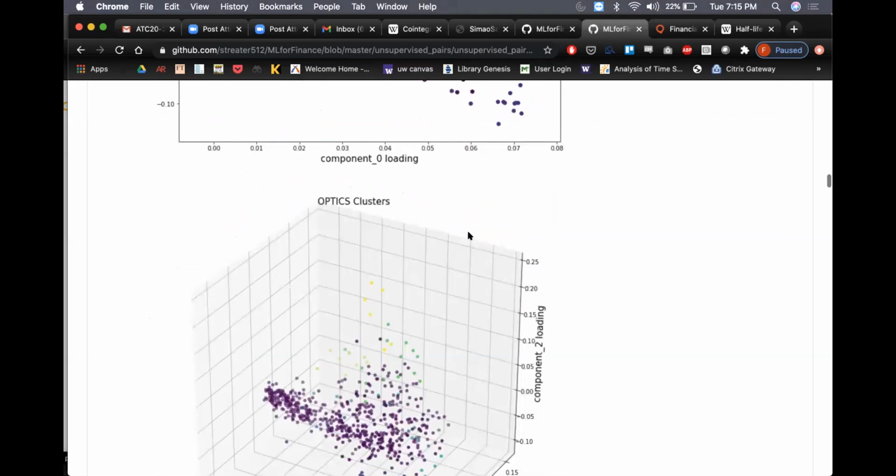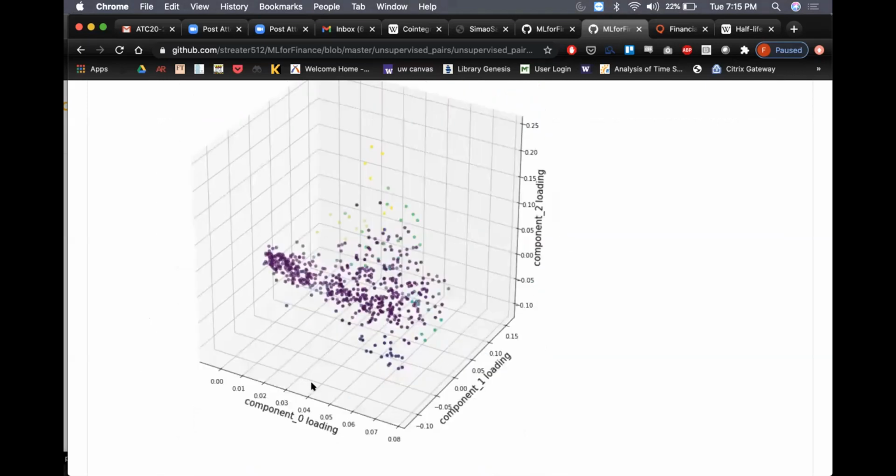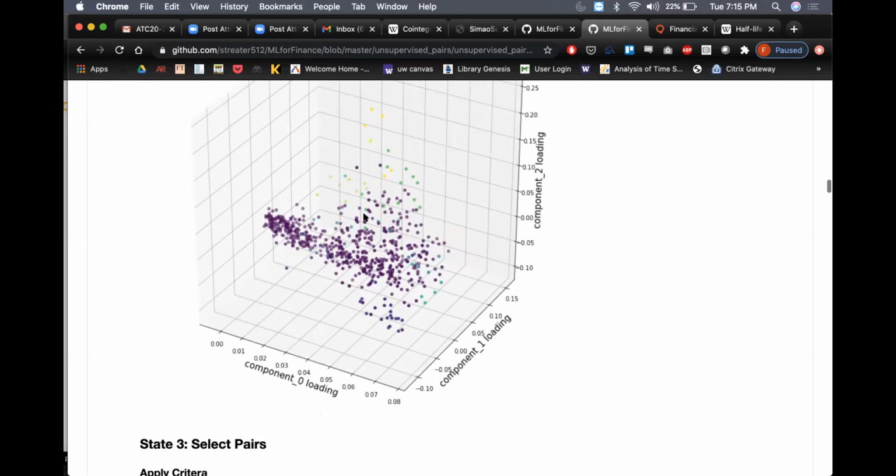And it's a little bit easier to see if you graph it using 3 dimensions. So here's that same yellow cluster in 3 dimensions, and there's a green one there, and there's a lighter green one there. But basically what this algorithm does is it grabs 10 or so securities that are the same, and then says, okay, here are all the potential pairs within the same cluster using the loadings on the components.